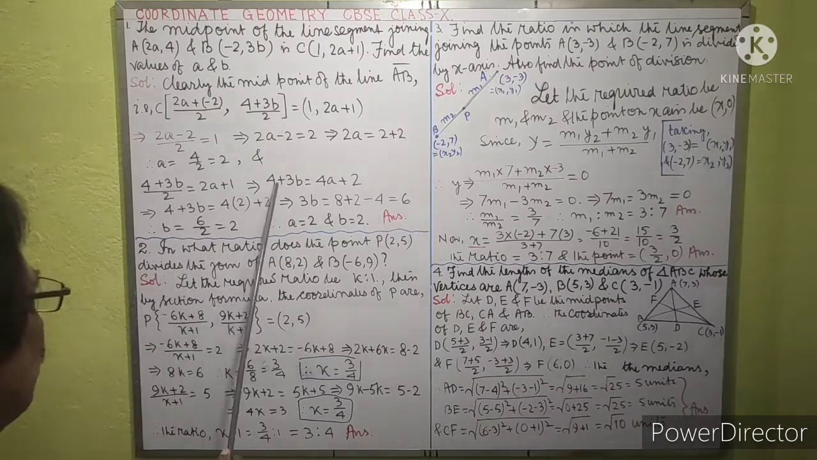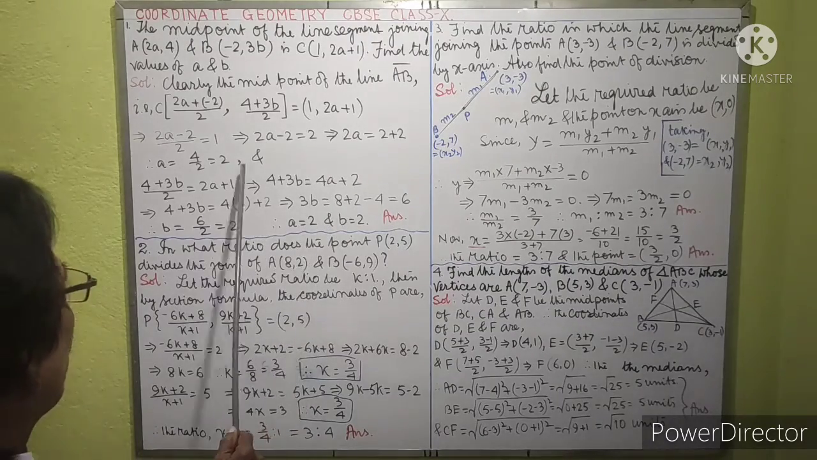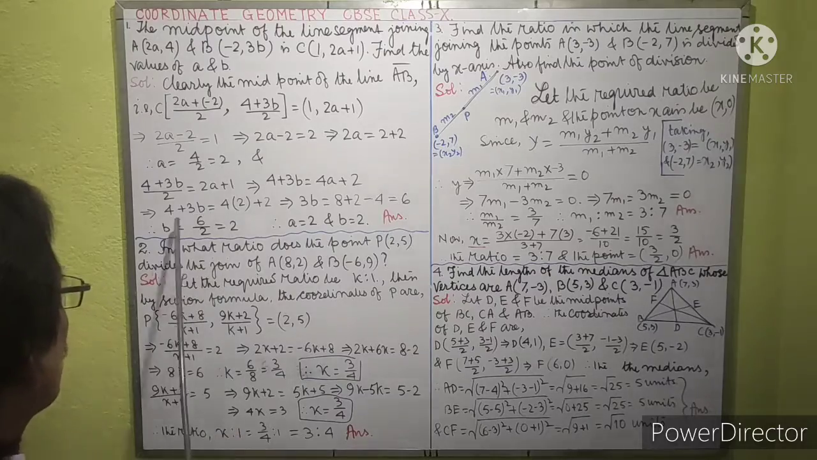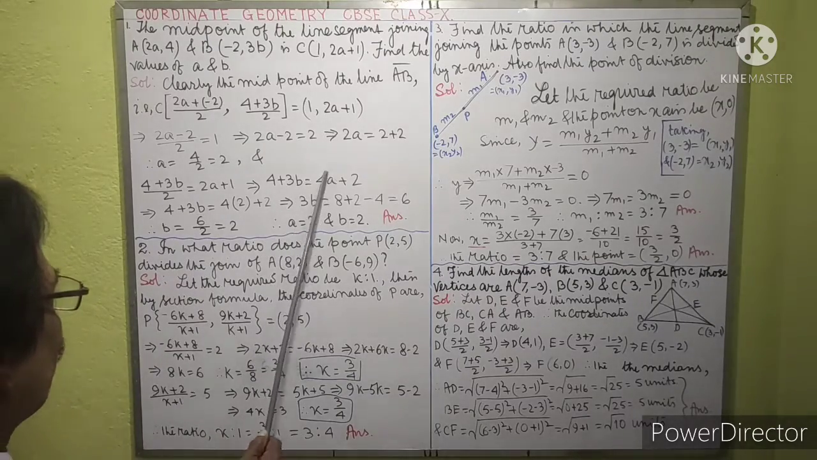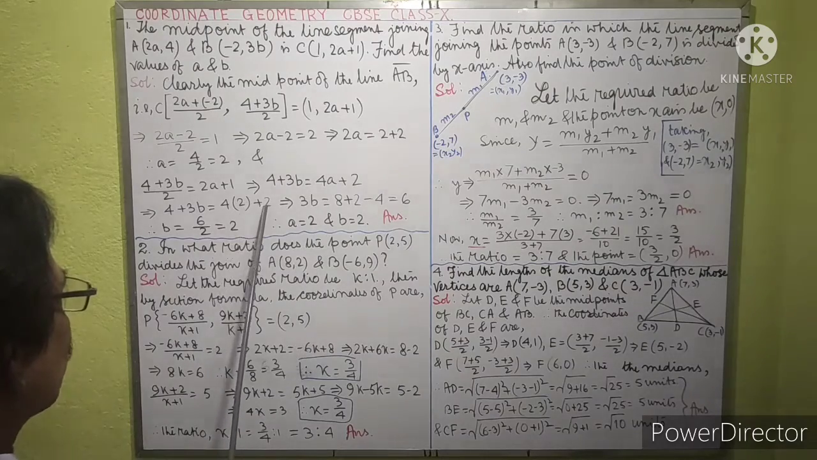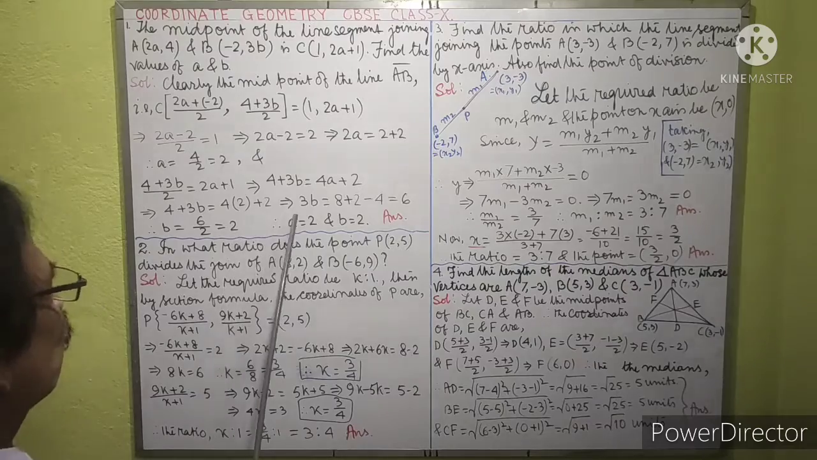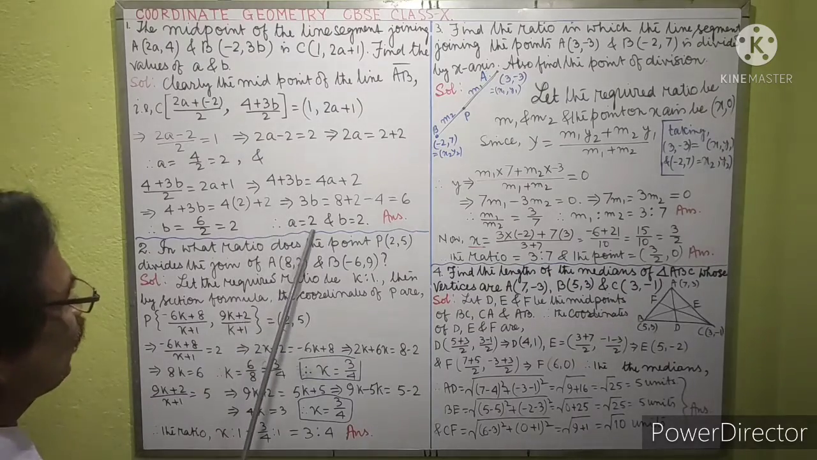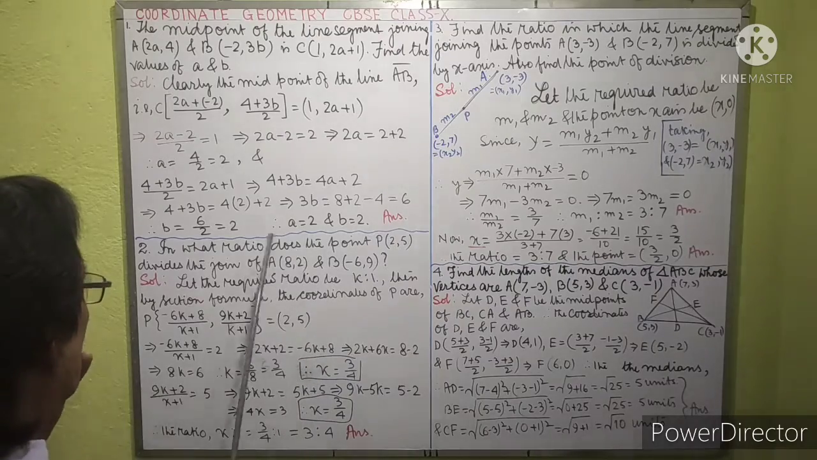Now there is 4 plus 3b equals 4a plus 2, but the value of a equals 2. So 3b equals 4 plus 2, that is 3b equals 6, or b equals 2. That is, the value of a is 2 and b is also 2. Both are 2, a and b.